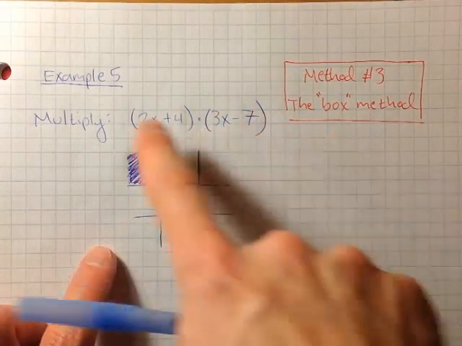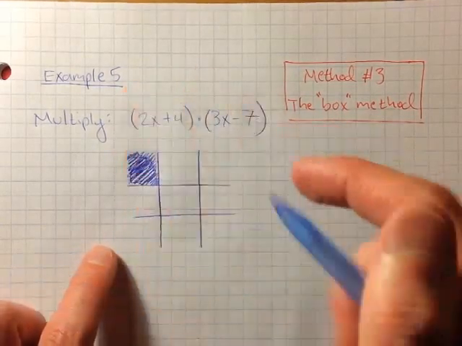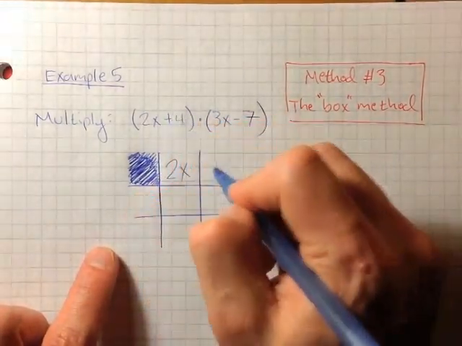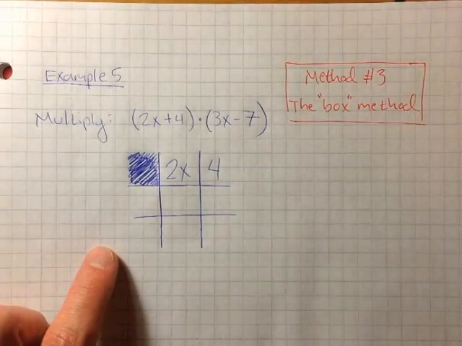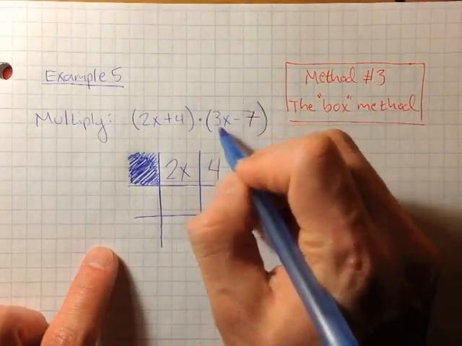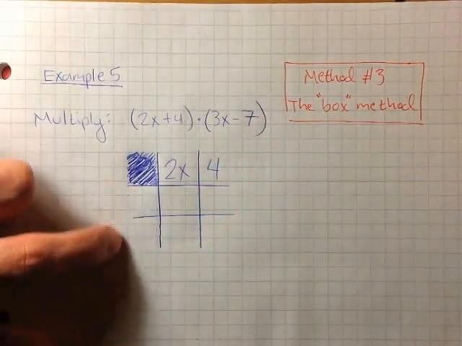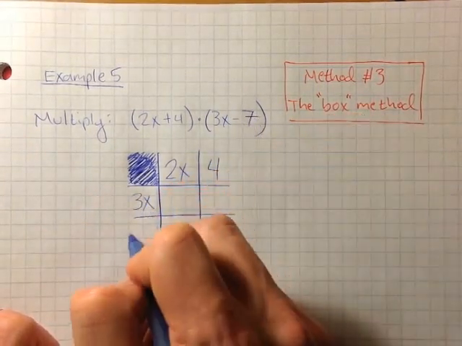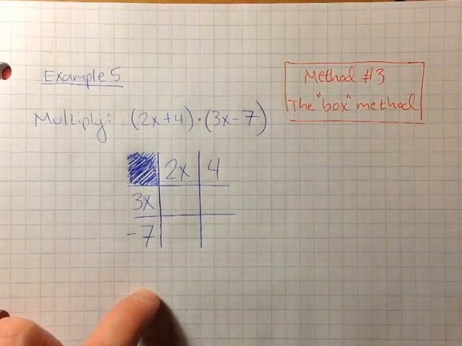Now, up at the top, we are going to put the terms from one of our binomials. Let's do 2x plus 4, okay? So I'm going to put 2x right here. That's one term. And then I'm going to put the 4 right here. Now I'm going to take my 3x minus 7, and I'm going to put the terms down here on the left side. 3x could go here. Negative 7 could go here. All right.